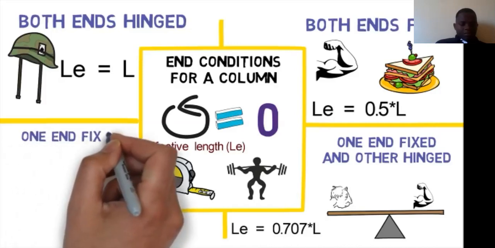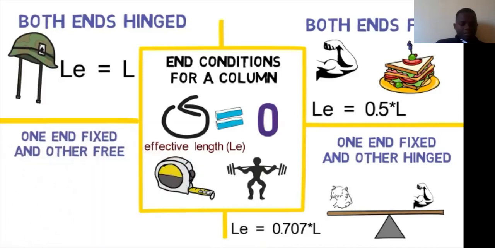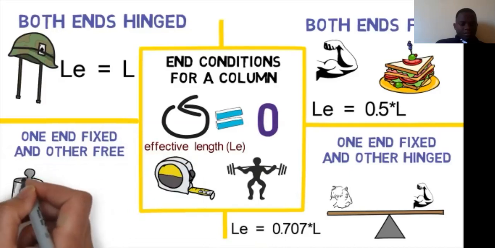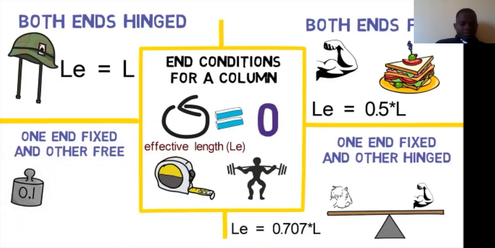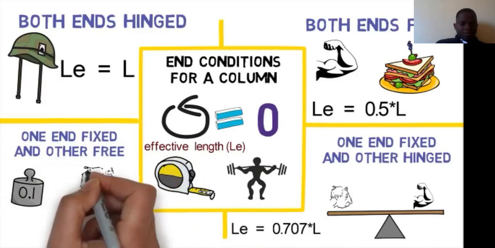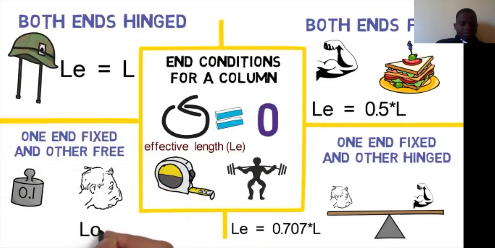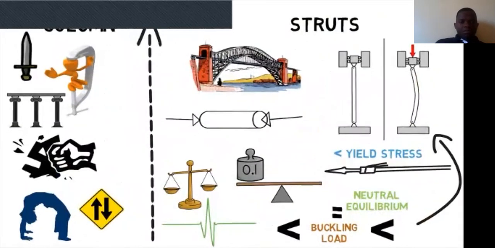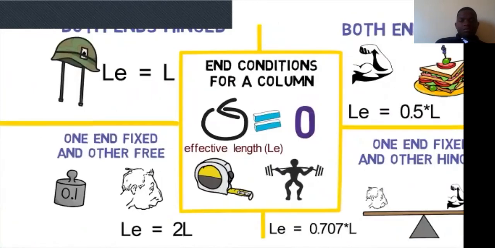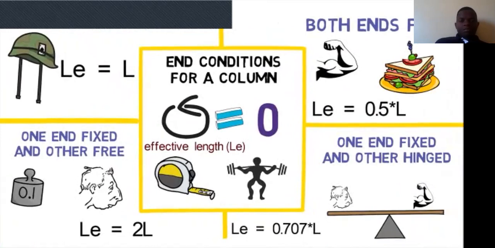Fourth and the last condition, one end fixed and the other end free. This end condition makes column bear the smallest load of all the end conditions. Column in such a condition is very weak. Equivalent length for this condition is 2L. Hence, we first saw what columns and struts are, and then went on to find out what the types of end conditions for columns are.